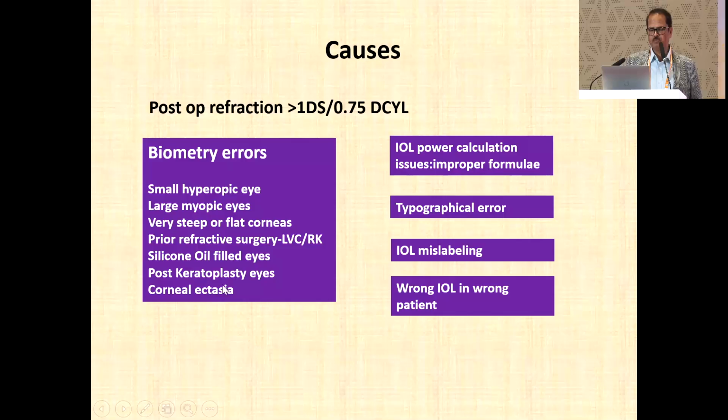But one most important thing is prior refractive surgery. I do get some patients referred from here and there who had undergone some LASIK procedures and now came with the intraocular lens implanted with refractive surprise. Another important thing which I have noted is that there are sometimes typographical errors which can lead to post-operative refractive surprise, particularly in the toric lenses, where the person has actually put the data 90 degrees opposite to that. There can be some IOL mislabeling sometimes and wrong IOL in wrong patients.